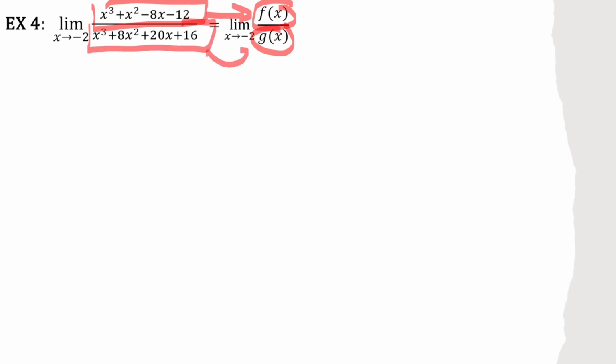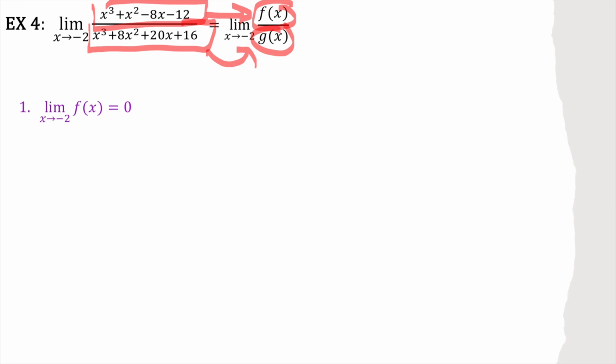Example 4 is a large polynomial on top and a large polynomial on the bottom. And while polynomials are pretty easy to take derivatives of, that's just a lot of writing. So let's do this. I'm going to say that this equals the limit as x approaches -2 of f of x over g of x. So the numerator now has the name f of x, and the denominator now has the name g of x. And that'll make this go a little bit faster.